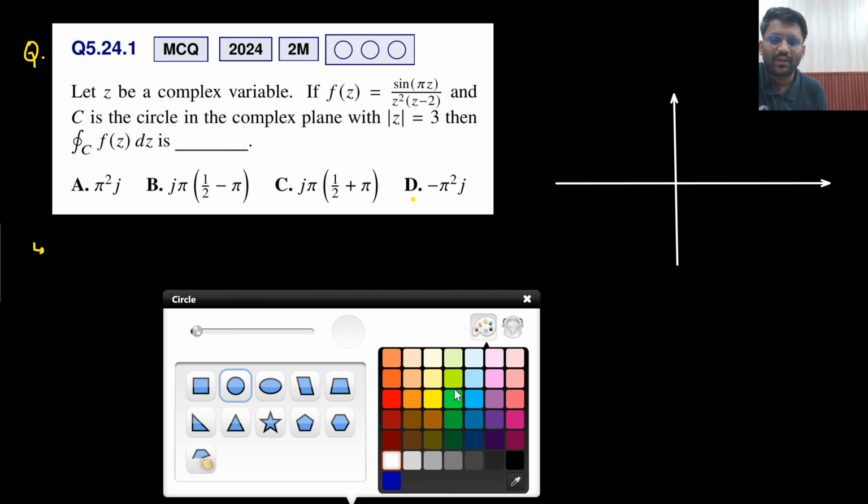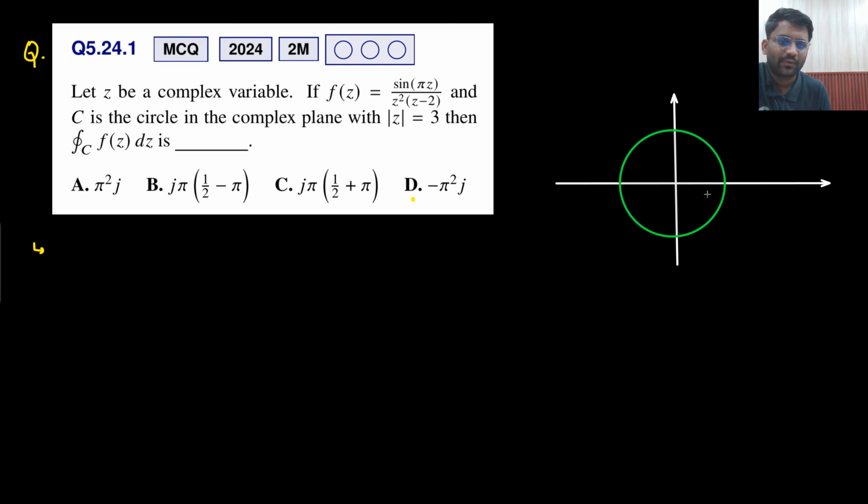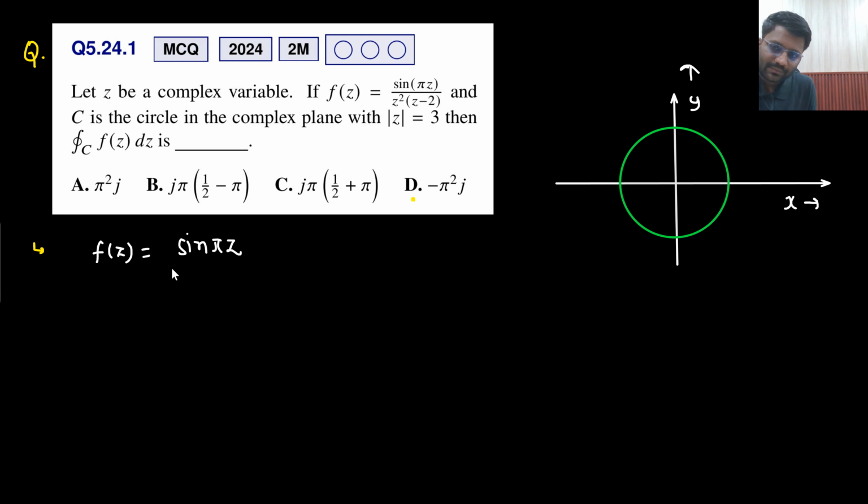Mod of z equals to 3. What kind of circle would it be? This kind of circle. You already know the boundaries, although you don't even need to make the circle. I told you how to find out whether a point is lying inside or outside. What is your f of z? Sir, f of z is nothing but sin pi z upon z square into z minus 2.